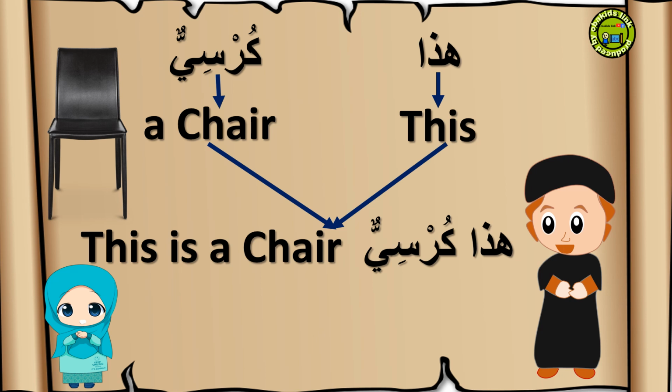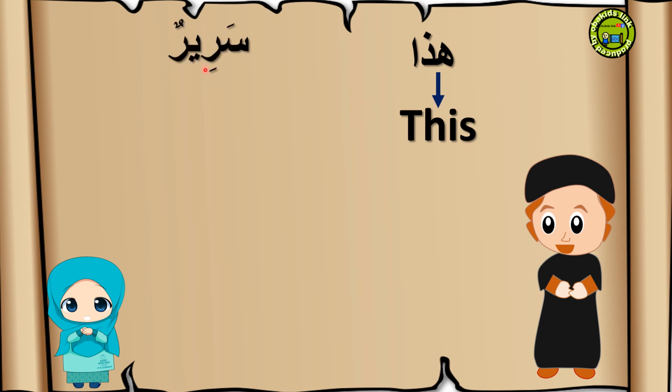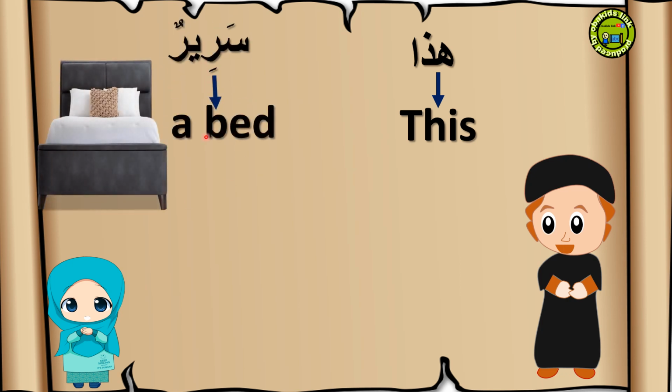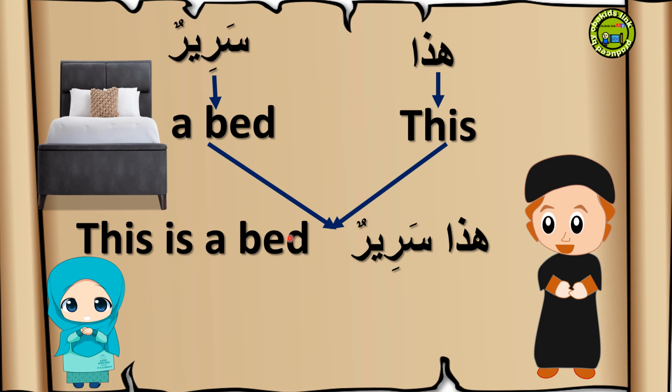Let us move on to another example. This is هذا. هذا means this. This is سرير. سرير means a bed. Now if we combine هذا and سرير together, it makes هذا سرير. Say after me. هذا سرير. This is a bed.